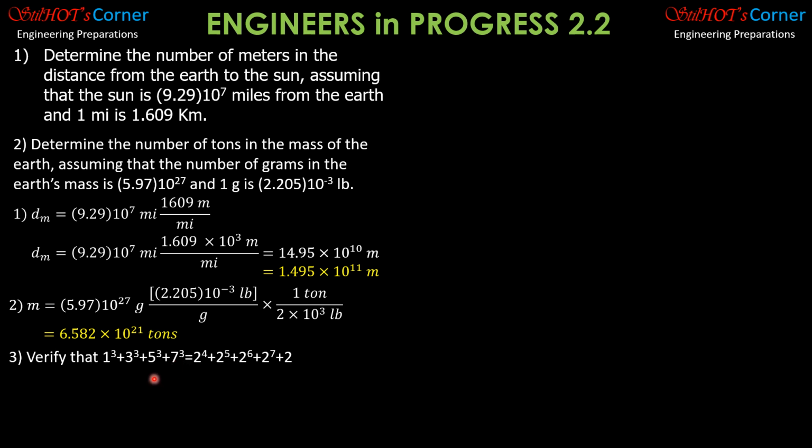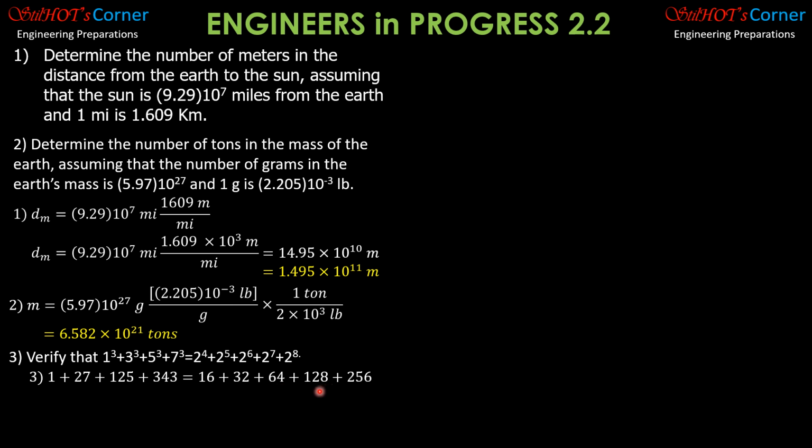Problem 3, verify that 1 cube plus 3 cube plus 5 cube plus 7 cube equals 2 to the 4th plus 2 to the 5th plus 2 to the 6th plus 2 to the 7th plus 2 to the 8th. 1 cube is 1 plus 3 cube 27 plus 125 plus 343 equals 16 plus 32 plus 64 plus 128 plus 256. 1 plus 27, 28 plus 125, 153 plus 343, 496.